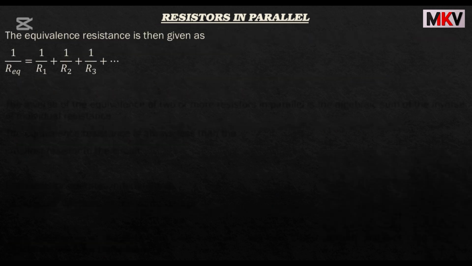Now the equivalent resistance is given by 1 over R equivalent equals 1 over R1 plus 1 over R2 plus 1 over R3. So for this one, the equivalent resistance is found from the inverse of the resistances. We sum them up by taking the inverse of the resistances to get the equivalent resistance.